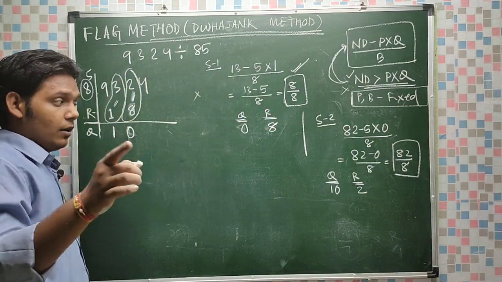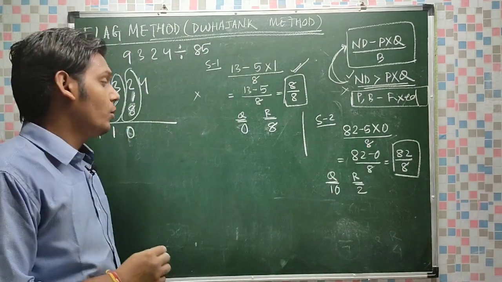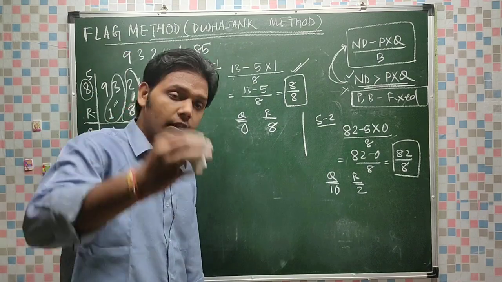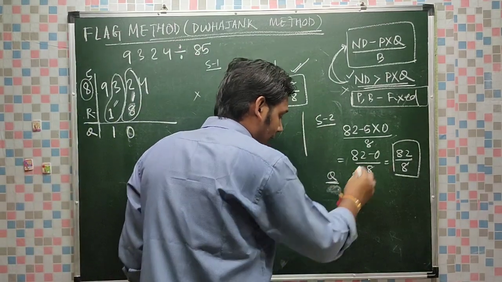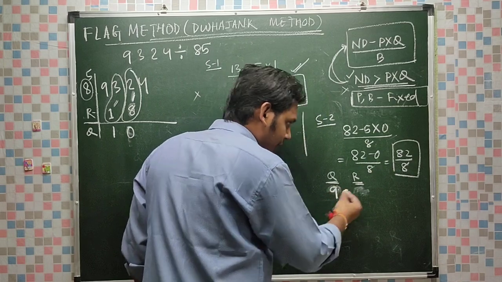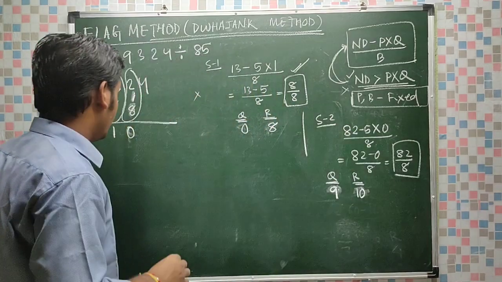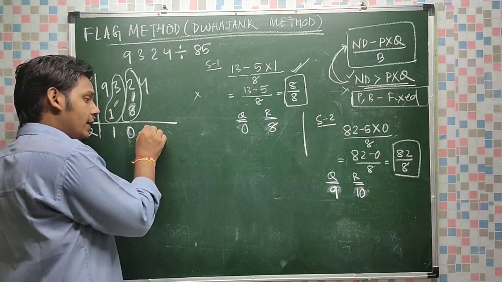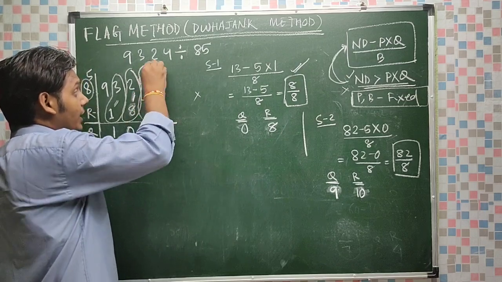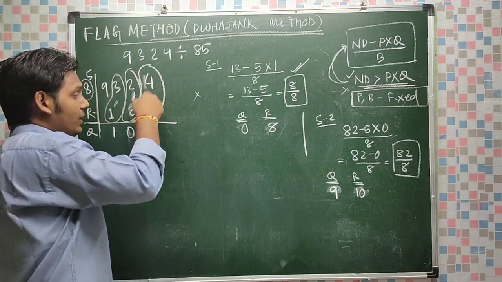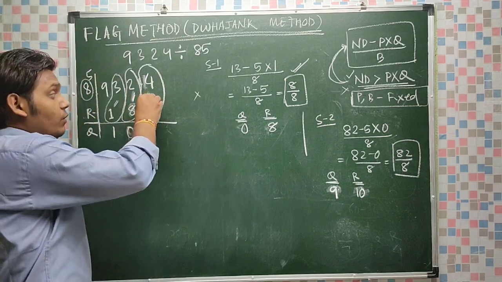Remember one thing, if such a condition comes, you don't need to take 10, because 10 you cannot take. So you need to start from 9. 8, 9, 72. 82 minus 72, remainder is 10. So let us check it. Here quotient is 9, remainder is 10. Now it is 104. 5, 9, 45 is less than 104.